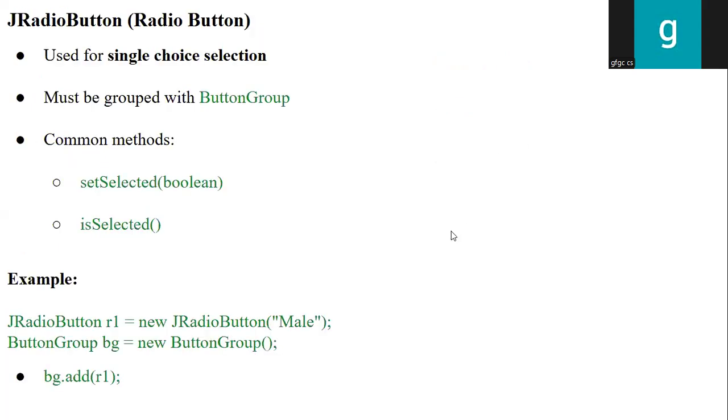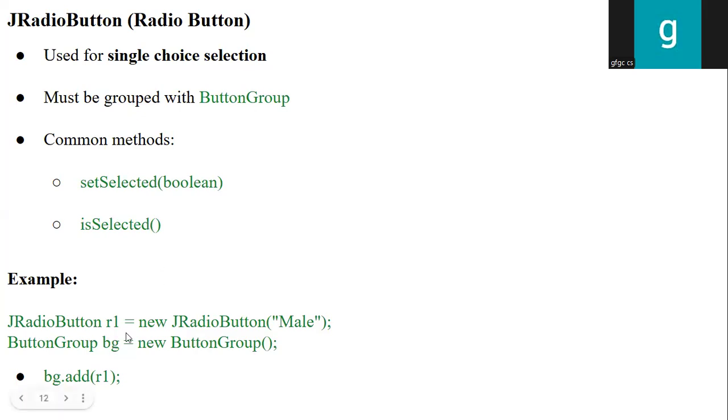Next is radio button. Radio button is used for single choice selection, whereas checkbox is multi choice selection. Radio buttons must be grouped with a button group. Common method is setSelected(boolean). When it gets selected, it should be true; when it is deselected, it should be false. The isSelected method is also there.